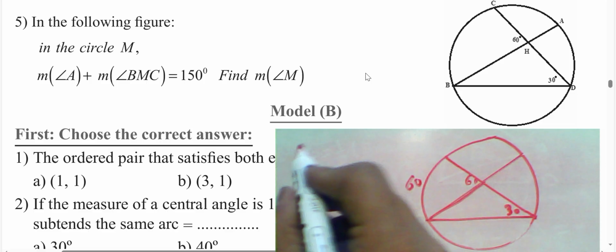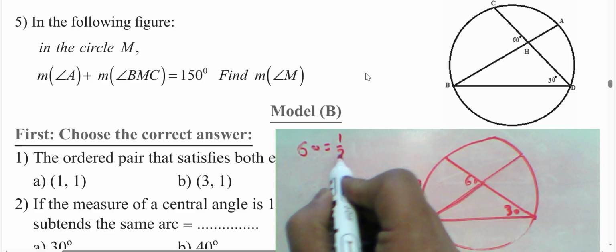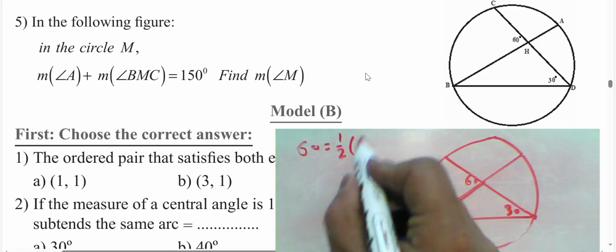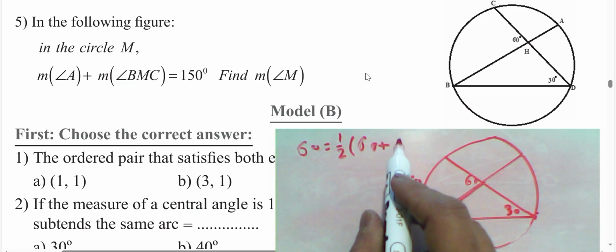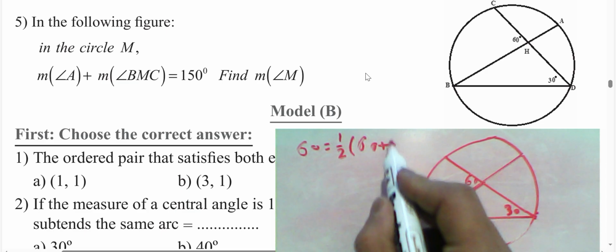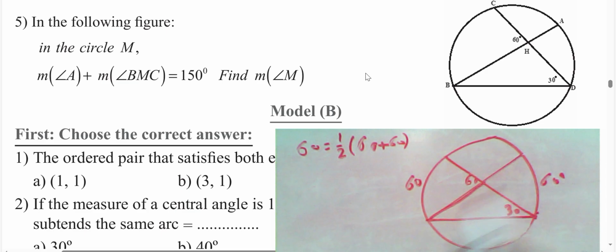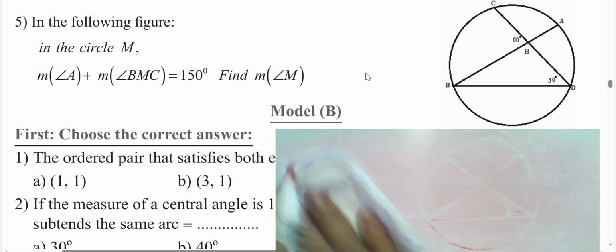We know 60 equals half the sum of two arcs. First arc 60 plus the second arc. This second arc here will be what? 60 plus 60, 120, divided by 2 equals 60. Then the measure of this arc will be 60 degrees. Okay, this question is not correct.